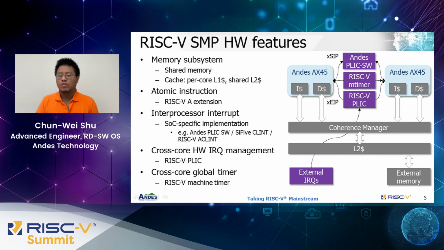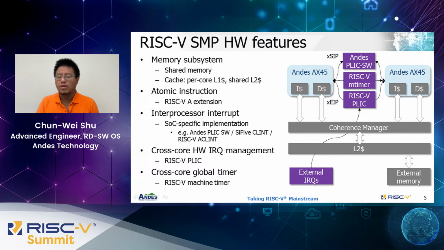Next, I will introduce the hardware features of RISC-V SMP. The RISC-V SMP processor uses memory shared across cores, and it usually contains both per-core cache and shared cache. The SMP processor needs an atomic instruction to support exclusive memory access between CPU cores, which is the RISC-V A extension in RISC-V processors. The SMP processor also needs an inter-processor interrupt to notify other cores.